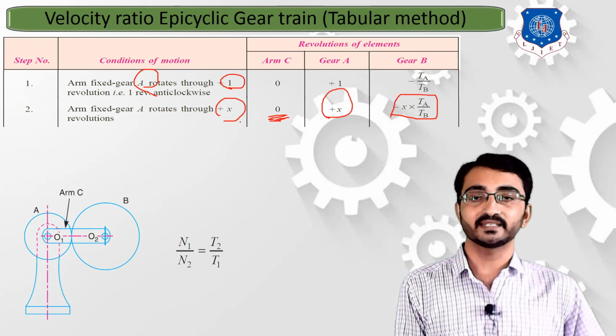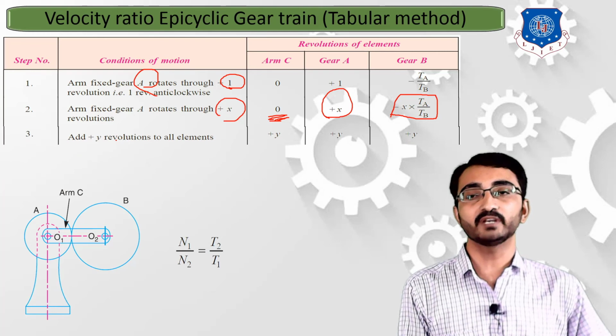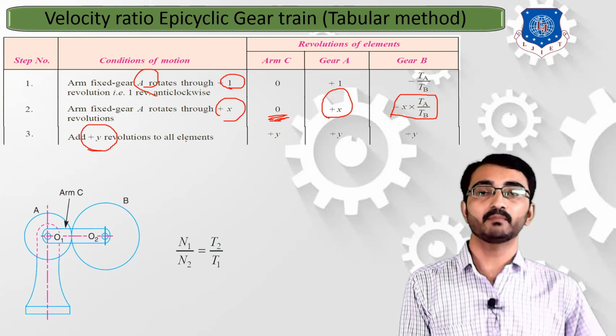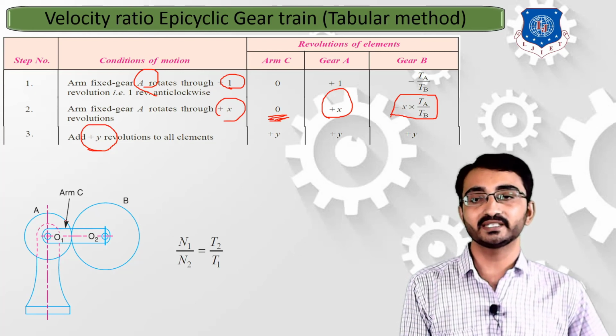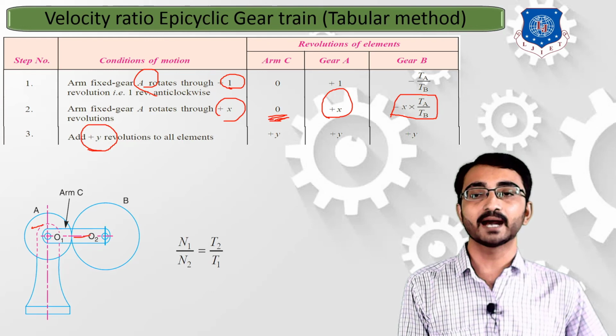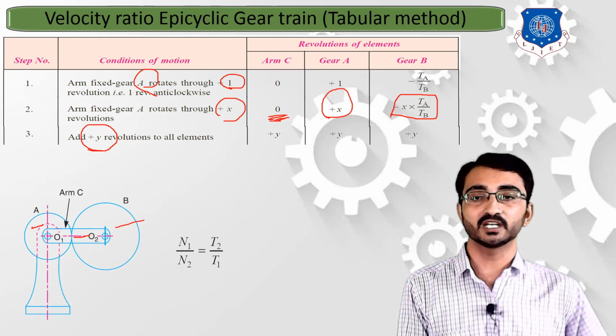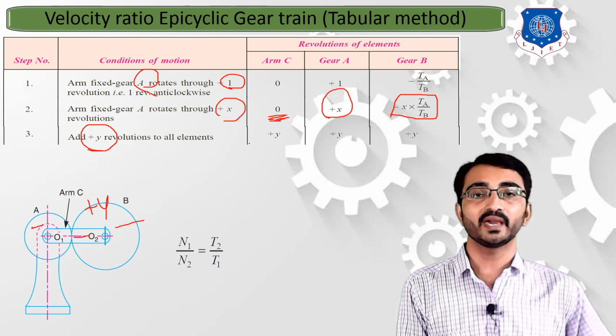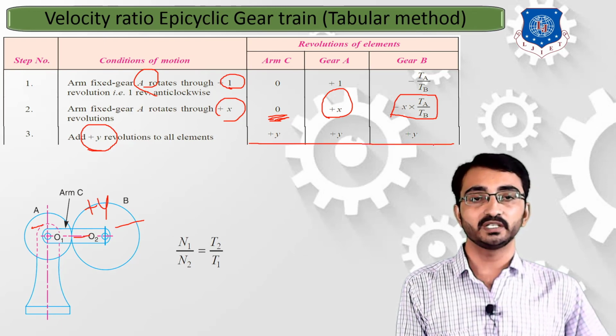Okay, let's consider third condition, that we will add +y revolution to each component. A simple mathematics, that if we are increasing speed of each component, we are rotating gear A, arm C and gear B, all these components with +y addition. So in that condition we have to add +y rotation in each component.